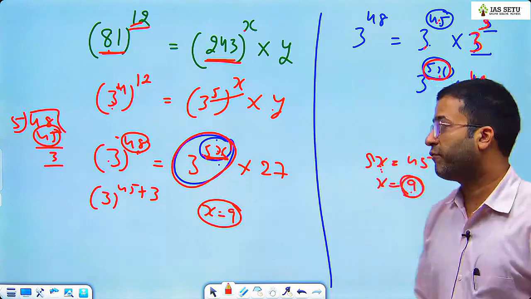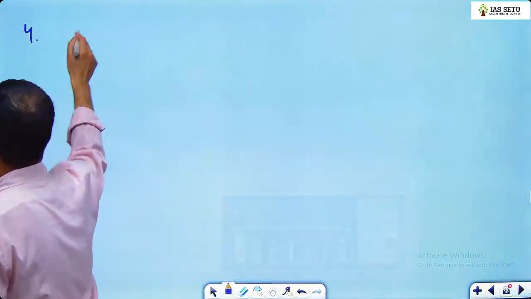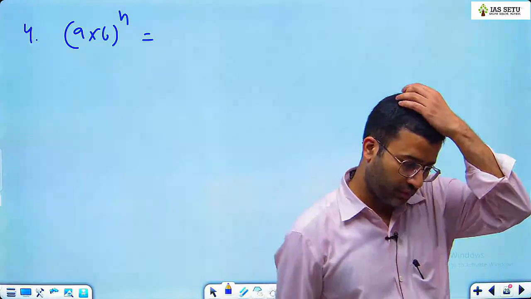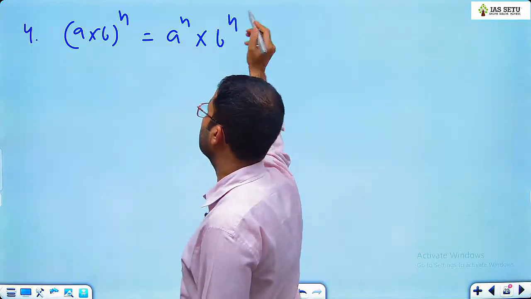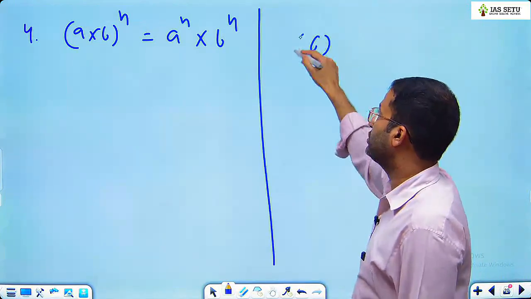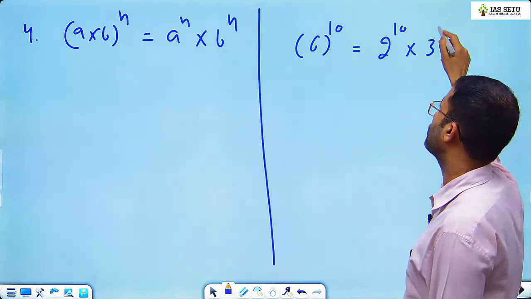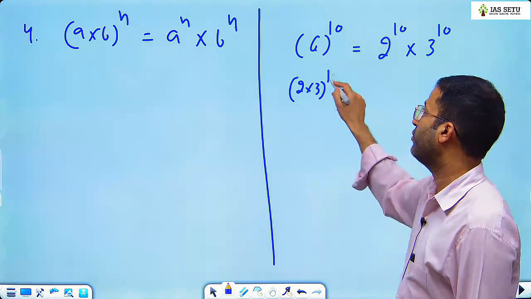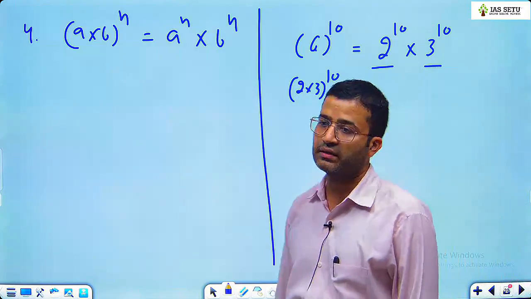Now here rule number 4. A into b is to power n. So here it is a is to power n into b is to power n. You can write an example. Depend on the question, 6 is to power 10. We can express it as 2 is to power 10 into 3 is to power 10. How come? Because 6 is 2 into 3, is to power 10. So it is 2 is to power 10 into 3 is to power 10. We can break it and express it.